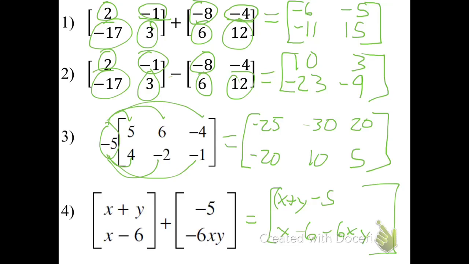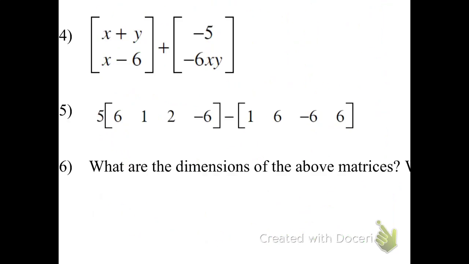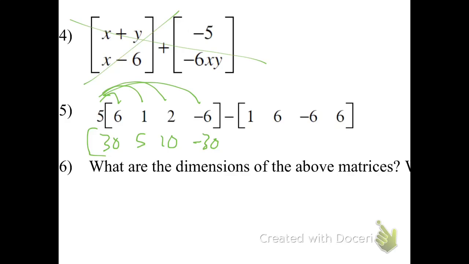Okay. Alright, so that's up to 4. Let's look at number 5. So disregard that. We did that on the last screen. Next one. When you have a scalar multiplying and then addition, subtraction, whatever, you have to do the scalar first. It's just like distribution. So you do 5 times all of those, you'll get 30, 5, 10, -30. Okay? And then you have to subtract the other matrix.